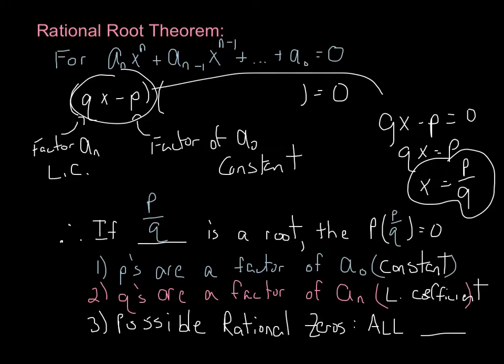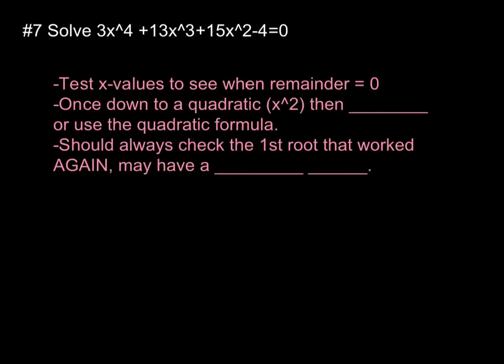The possible rational zeros are all the p's over q's. So let's practice a couple of these. Pause the video if you need to copy the rest of that down.